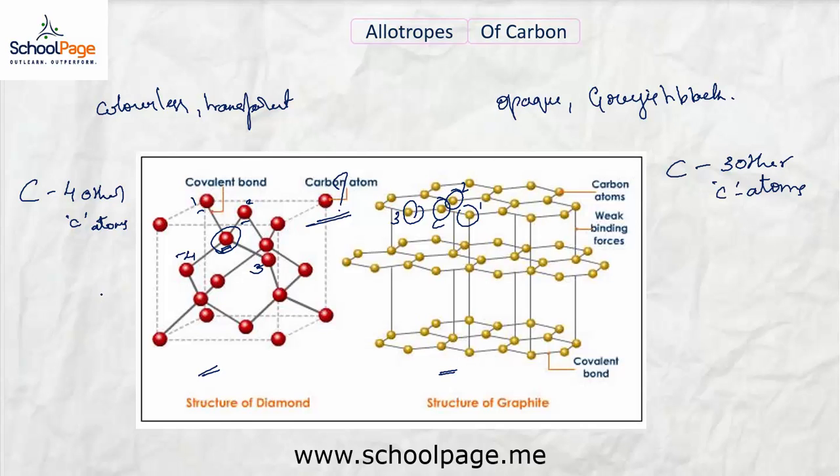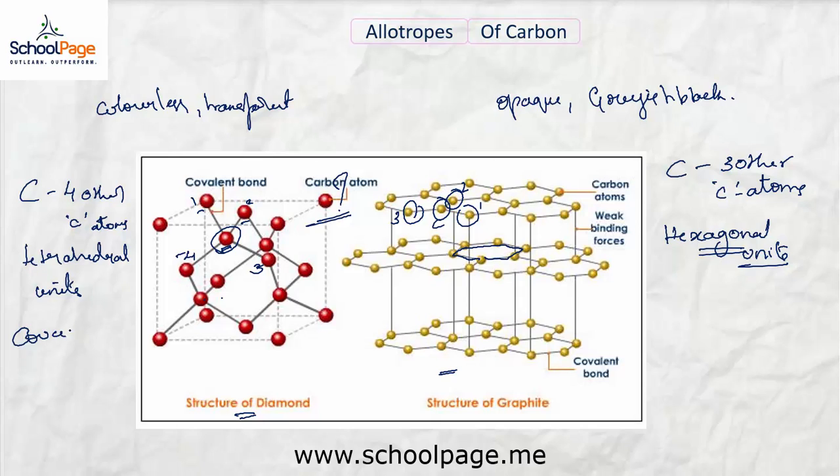Also notice that in the structure of diamond we see tetrahedral units. Whereas in case of graphite we see hexagonal units. Moving on, we see that diamond consists of only covalent bonds. So it is a network of covalent bonds in case of diamond.